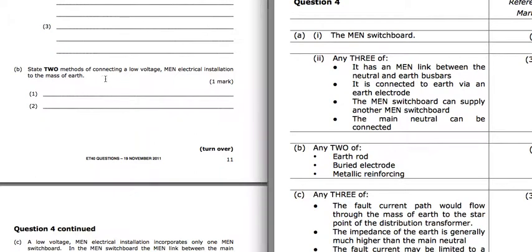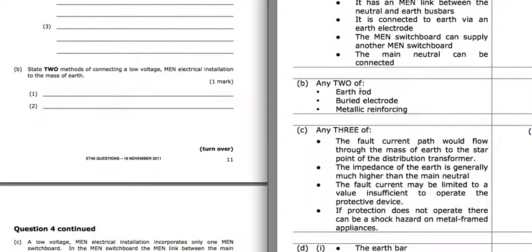Two methods of connecting a low voltage MEN electrical installation to the mass of earth. How do we earth it? We use an earth rod, which is the main one, but we can use a buried electrode or the metallic reinforcing.